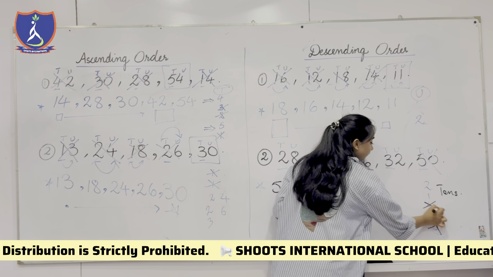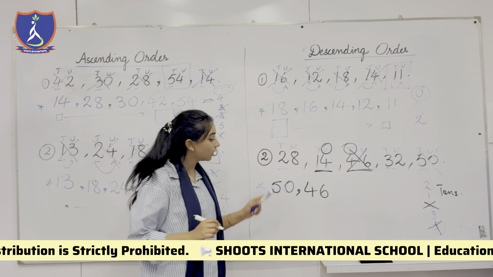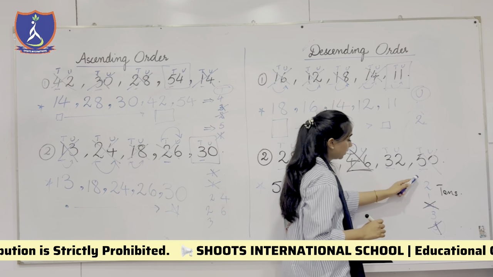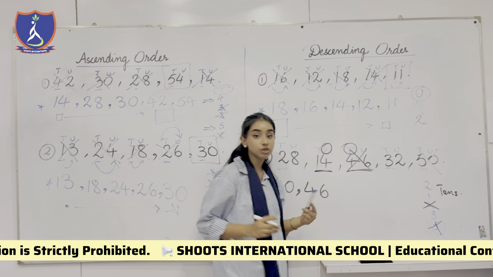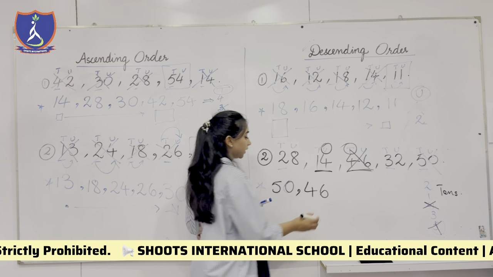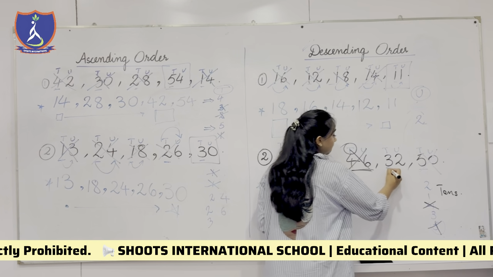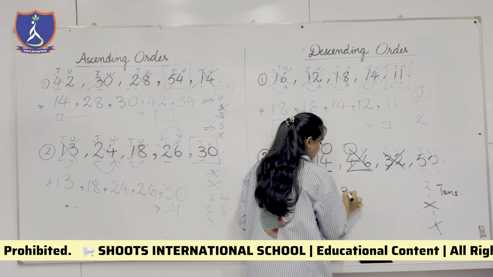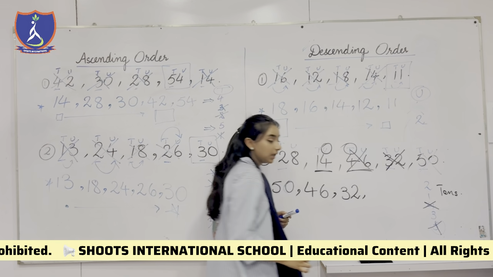Once 4 is done, now we are moving towards the rest of the numbers: 2, 1 and 3. Which one is bigger in this? 2, 1 and 3? Number 3 is bigger. So we are going to write 32. And it would be out of the game.